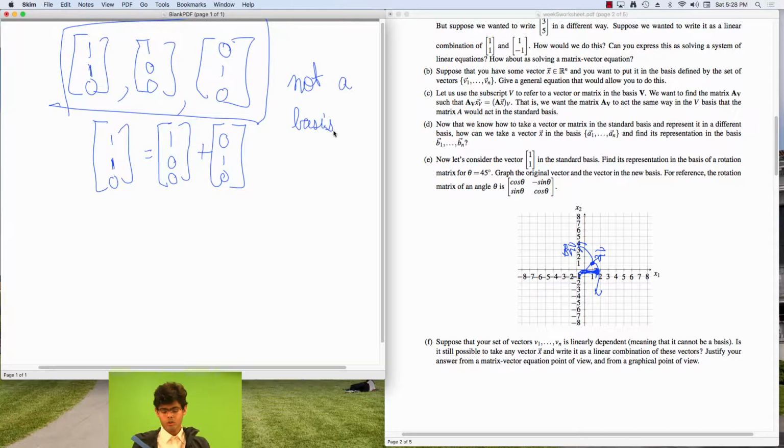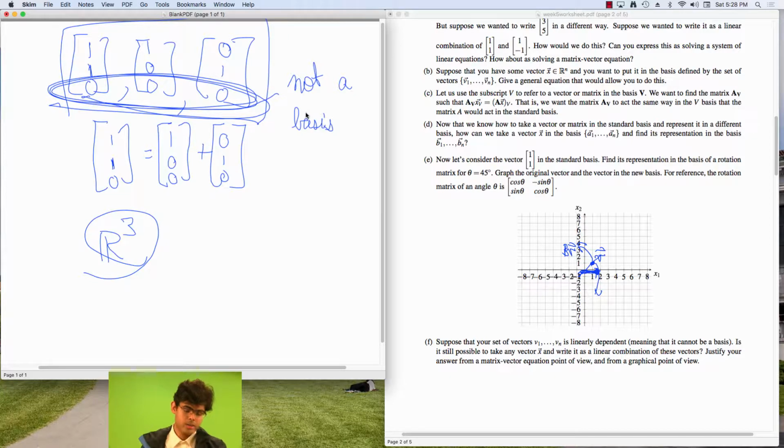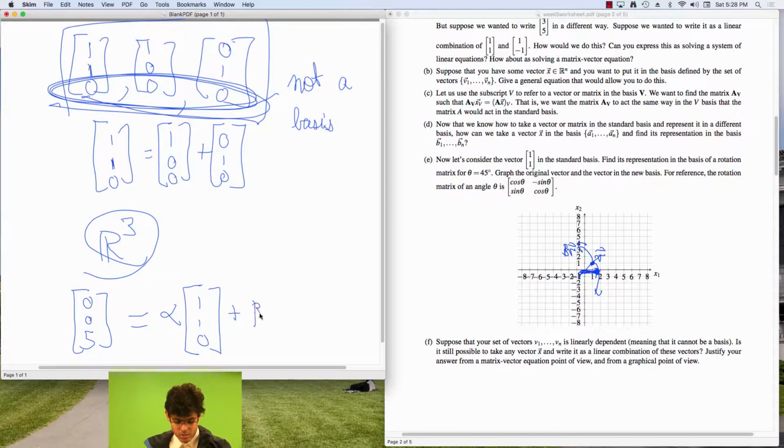But then we also know that they cannot span the whole R3. They cannot span the whole R3 because all of their third coordinates are 0. So if I wanted a combination that looks like (0, 0, 5), for instance, I can never find alpha, beta, gamma such that alpha times (1, 1, 0) plus beta times (1, 0, 0) plus gamma times (0, 1, 0) gives me (0, 0, 5), because all of these are just zeros.